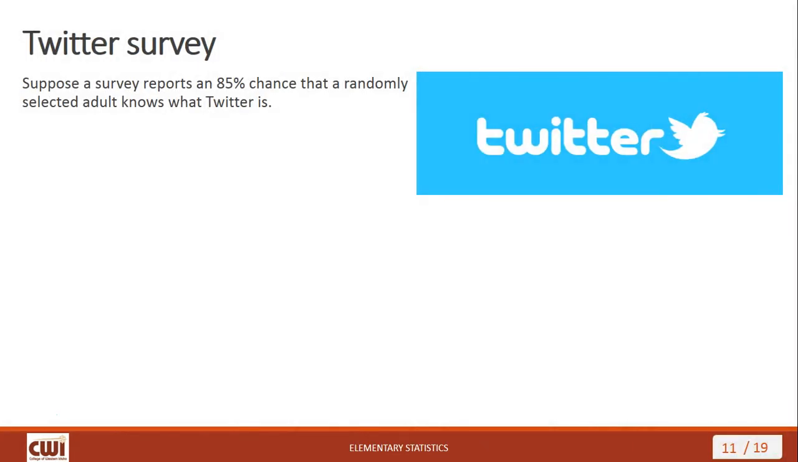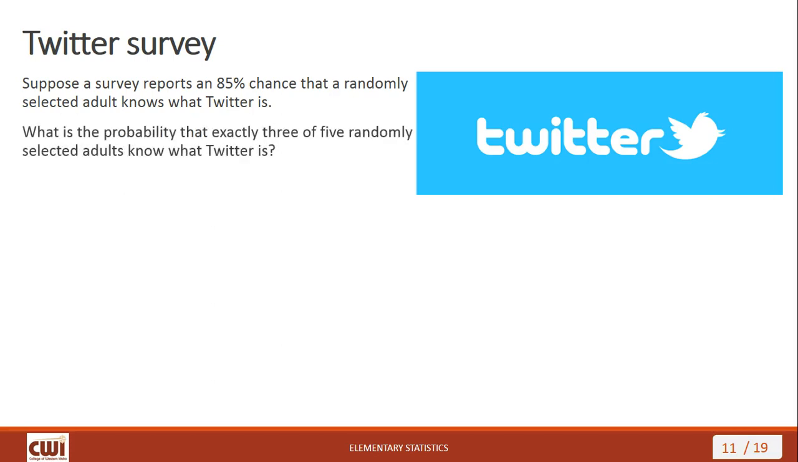As I said before, let's run through an example problem to show you how this is done purely old school, so that at the very least you are grateful for living in the 21st century. Now, some of the steps of this old school method you're still going to have to do when you use StatCrunch or any other type of statistical software. Those portions are going to be at the forefront. So let's look at this example and show you how this is done. Suppose a survey reports an 85% chance that a randomly selected adult knows what Twitter is. What is the probability that exactly 3 of 5 randomly selected adults know what Twitter is?